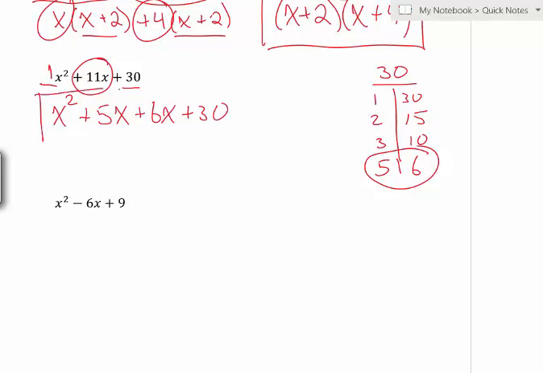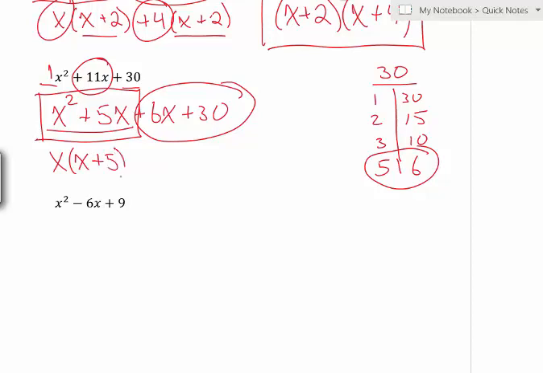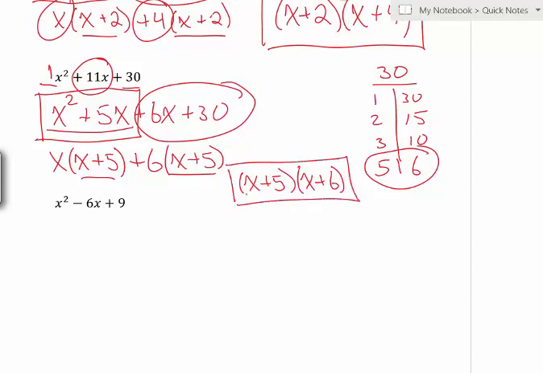I'm going to go ahead and box my first 2, circle my second. So out of x squared plus 5x, I can factor out the letter x, left with an x plus 5. Out of 6x plus 30, I can factor out the number 6. I'm left with an x plus 5. So there's my x plus 5. And my other factor is going to be x plus 6. And we're done.